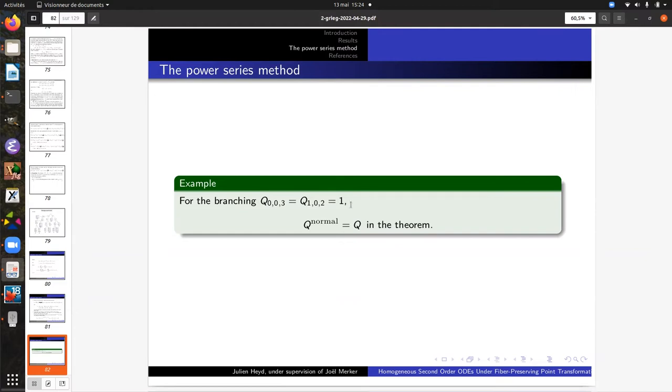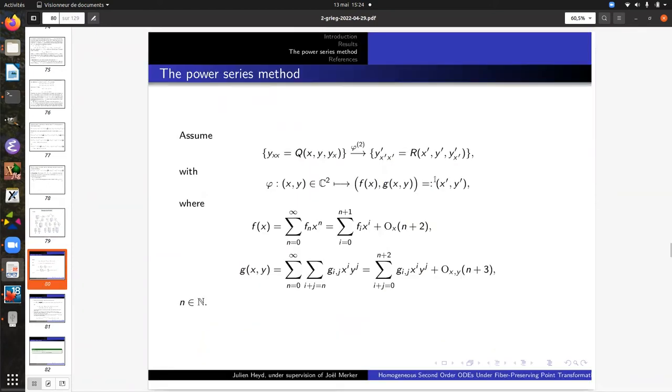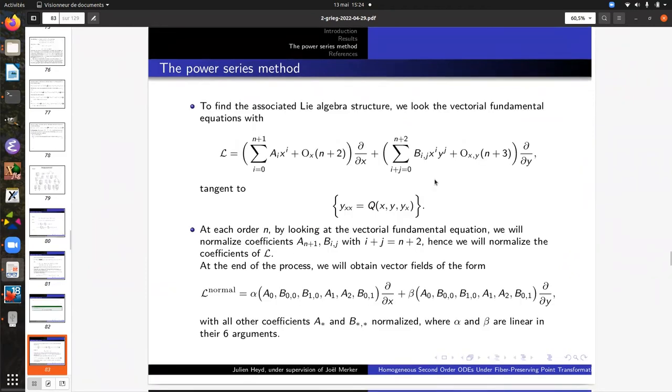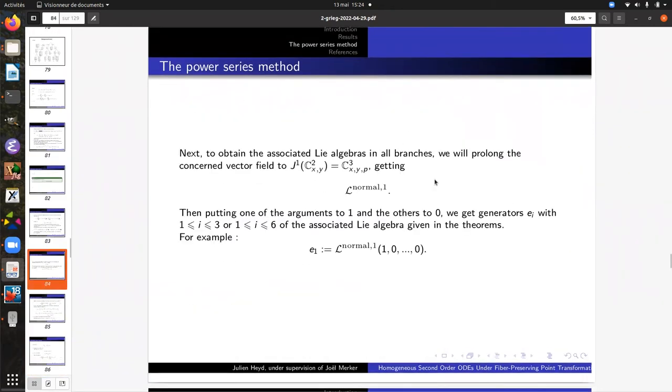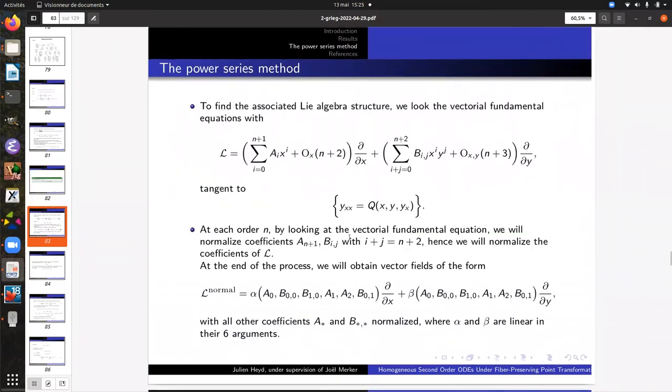So let us come back to the tree. I'm just saying that I'm looking at some of this branch. I think it is this one. So we look at one of the branches, okay? And what's happening? So this is an example, the only example, okay?